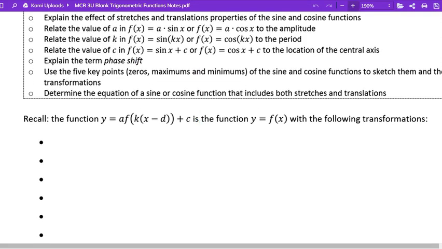And then we're going to use those 5 key points that we learned yesterday. We are going to use mapping notation to draw the transformed function. So it's kind of nice that we are coming back to what we did in units 3, 4, and 5 with mapping notation. It's kind of like a nice review as we get ready for exam review.